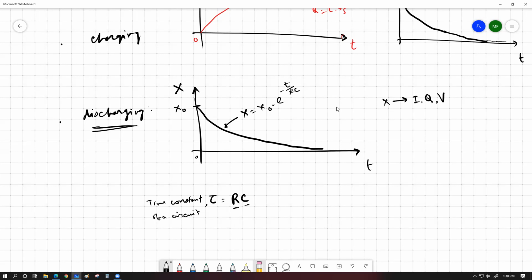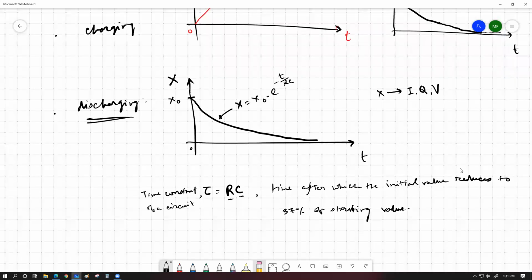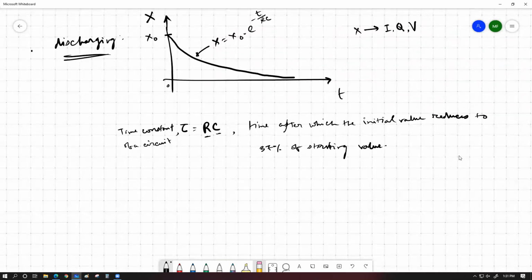So tau basically represents the amount of time after which the initial value reduces to 37% of the starting value. This is somewhat similar to half-life, because this is also a negative exponential curve.